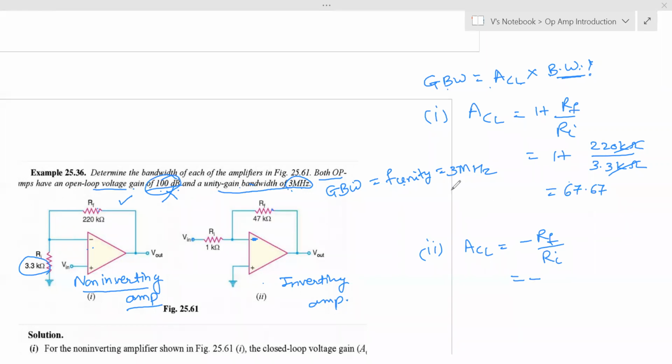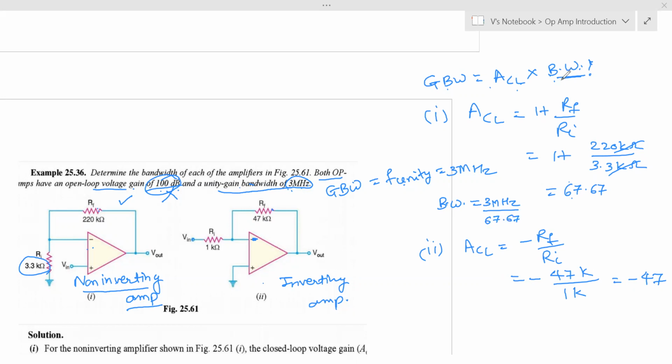So इसका भी गेन निकालो. माइनस RF upon RI का 47 किलो ओम. सेकंड डायग्राम divided by 1 kilo. So 47 minus 47, right? Okay. Now we will solve here for first bandwidth. So bandwidth for first diagram equal to this GBW is what? 3 megahertz. Mega means 10 raised to power plus 6 divided by this ACL.